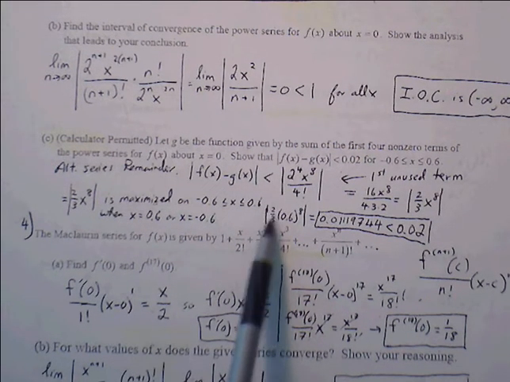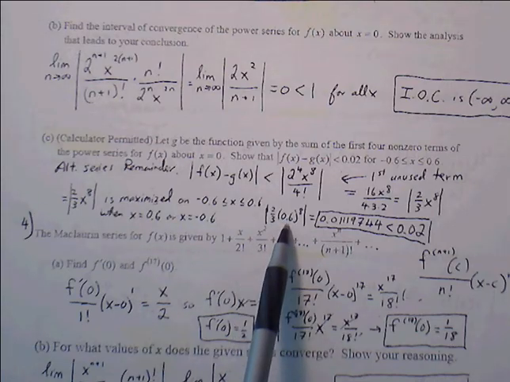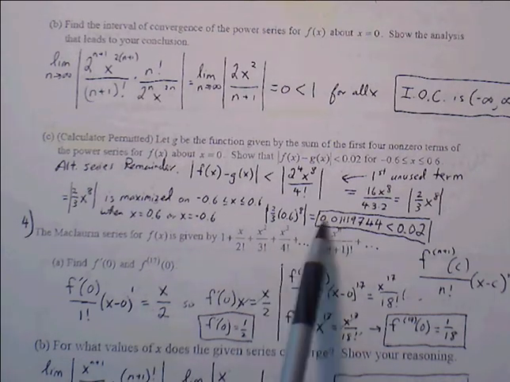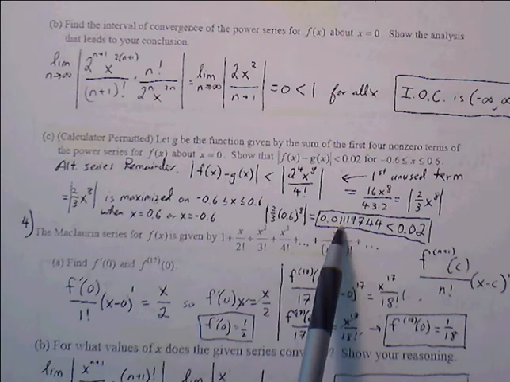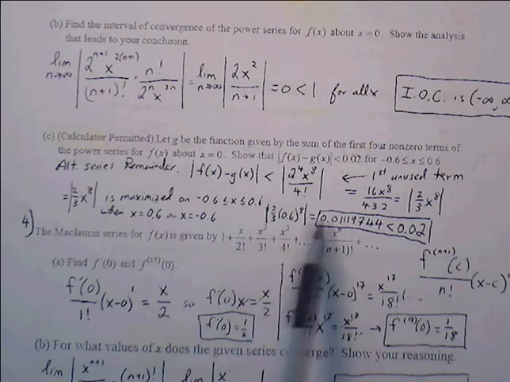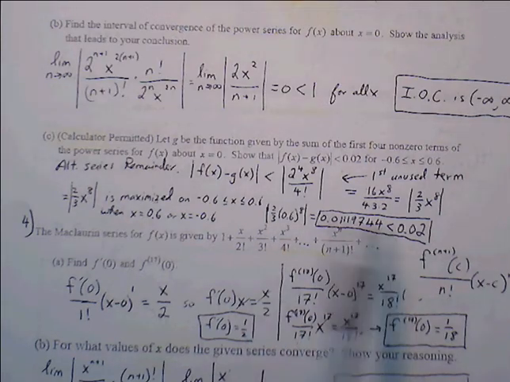So the maximum value is going to be created at the absolute value of 2/3 times 0.6 to the eighth. If we use our calculator, it is 0.01197, which means that whatever the maximum error is, it will be less than 0.02.